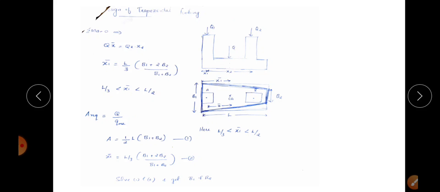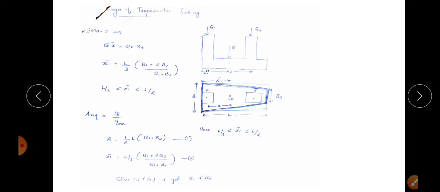So required area is equal to total load by QNA. QNA, that is the allowable soil pressure of soil, will be given. So we can calculate area. And the equation for calculating area in the case of trapezoidal footing is like this. That is, in the case of trapezoid, area is L by 2 into (B1 plus B2). And the equation for X1 bar, that is centroid, I have told, that is L by 3 into (B1 plus 2B2) by (B1 plus B2).